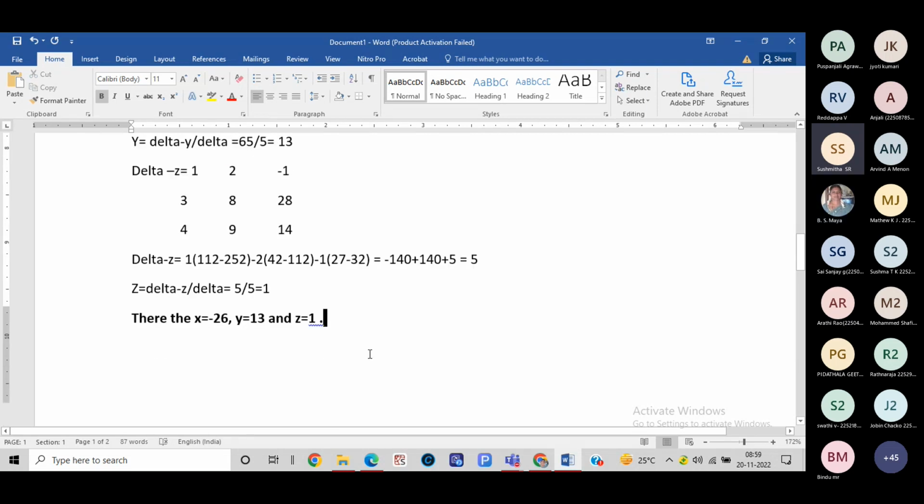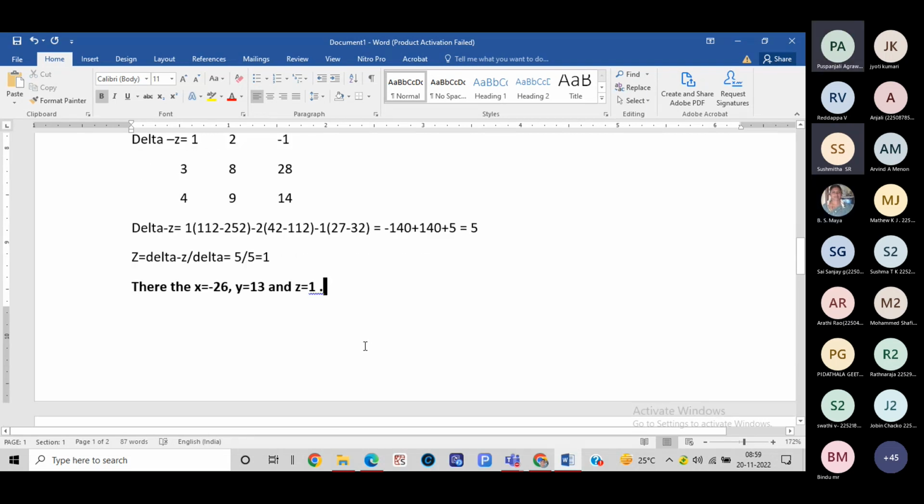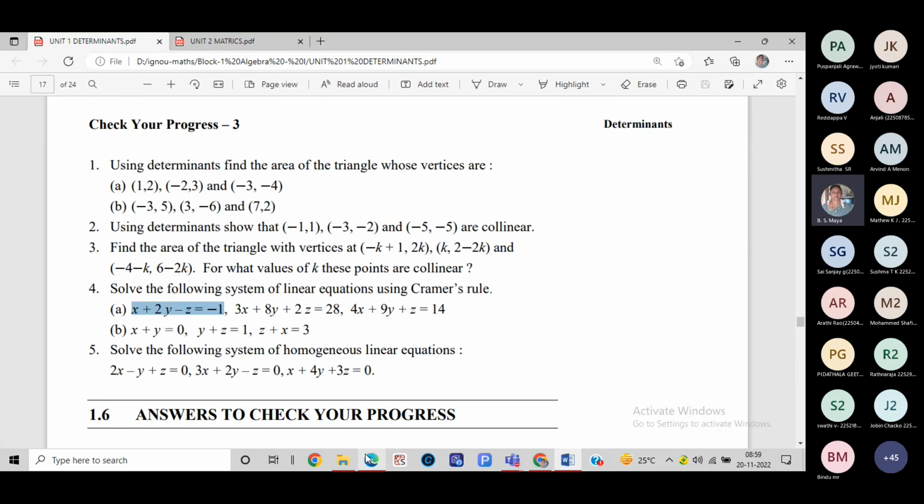Any doubt? No, ma'am. Got to know how to apply the rule for this system? Let me go for the second one. Is this a system of linear equations, non-homogeneous? Yes, ma'am. x plus y is equal to 0, y plus z is equal to 1, z plus x is equal to 0.